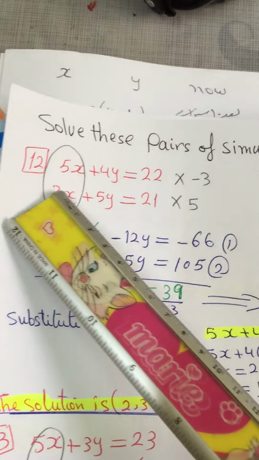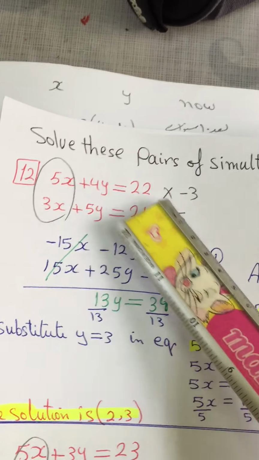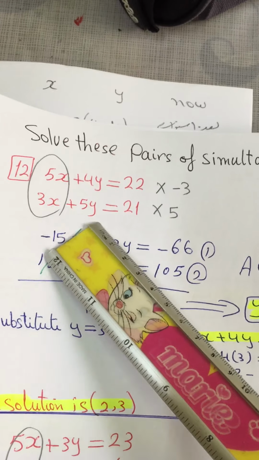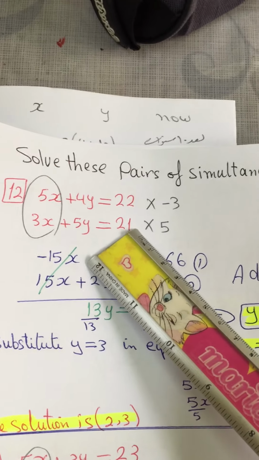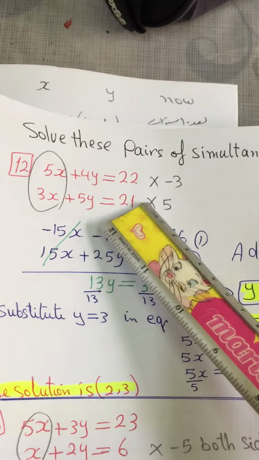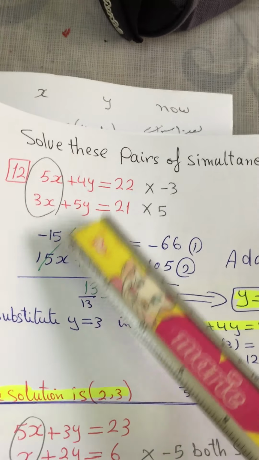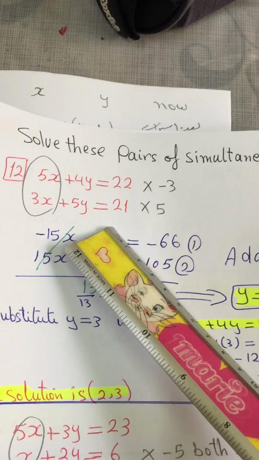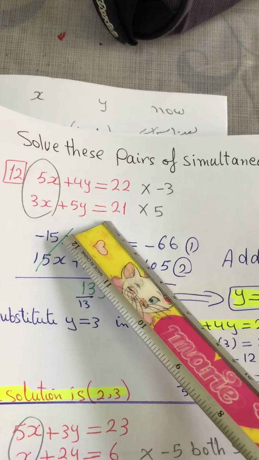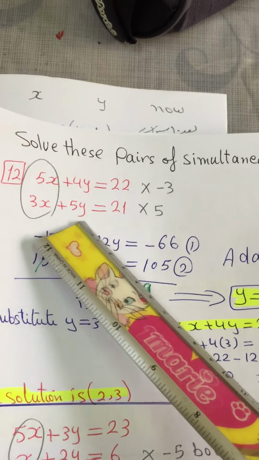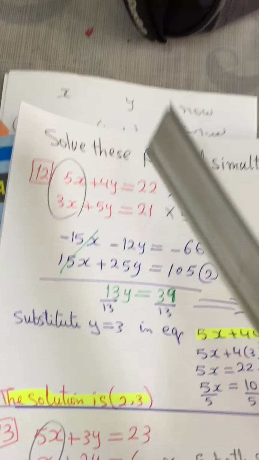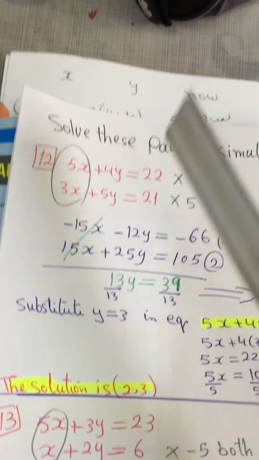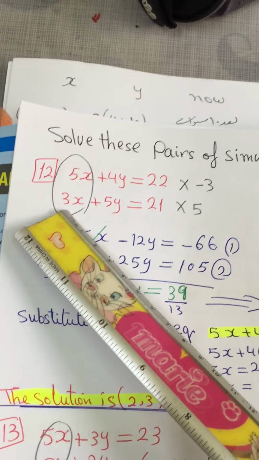Okay, here I have 5x plus 4y equal 22, 3x plus 5y equal 21. In the beginning, as I explained to you before, you have to decide. I'll use the elimination method here. Okay, I cannot use the substitution method, so I'll use the elimination method. And I have to decide which variable I want to eliminate. As for me, I decide to eliminate x.